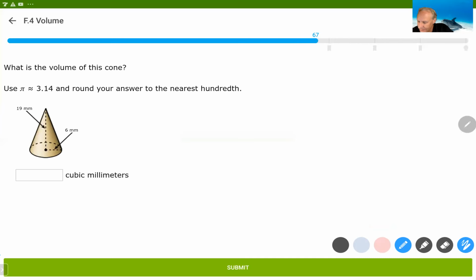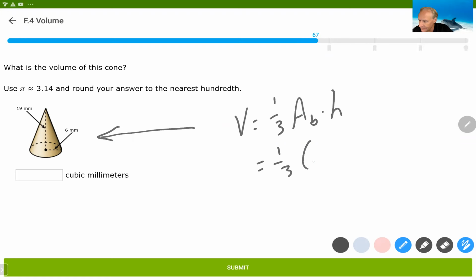Area of the base times the height. This time they actually gave me the radius. So we're looking at, but it's 1/3. Remember, this is a circular pyramid, if you like. So the volume is equal to 1/3 the area of the base times the height. And the area of the base is 36 pi. That's pi r squared. And the height is 19.